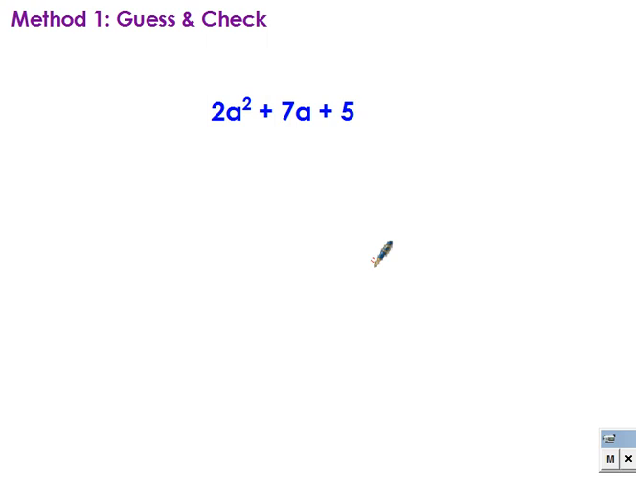We're going to look at factorising a trinomial which has a number in front of the x squared. So this one's got 2. I've got 3 methods. The first one is guess and check, basically a trial and error method. Then we've got a splitting method, and then a method called St Andrews cross.